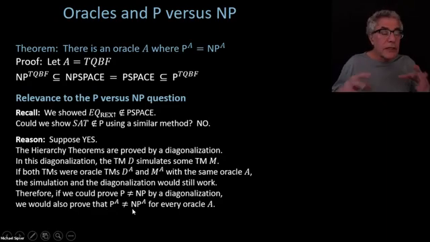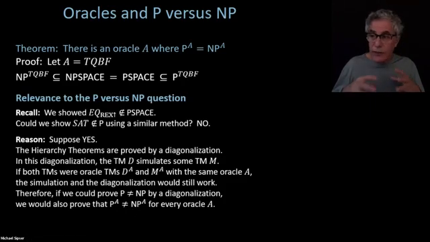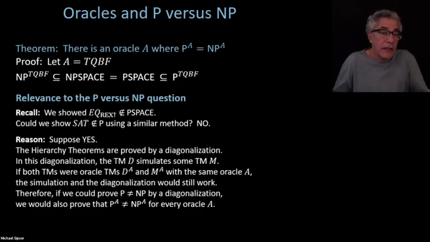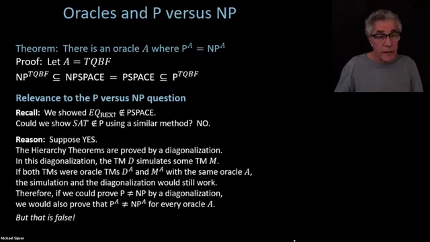So something that at its core is a straightforward diagonalization is not going to be enough to solve P versus NP, because otherwise it would prove that they're different for every oracle, and sometimes they're not different for some oracles. So that's an important insight for what kind of a method will not be adequate to prove P different from NP.